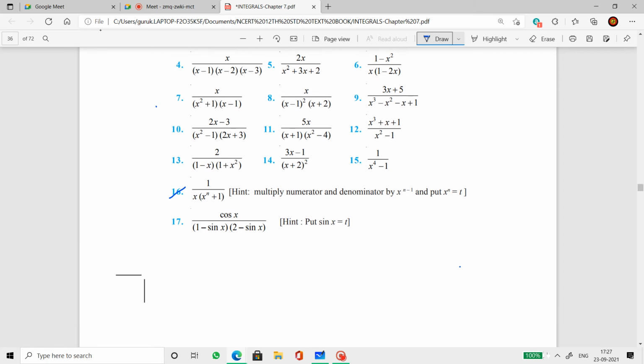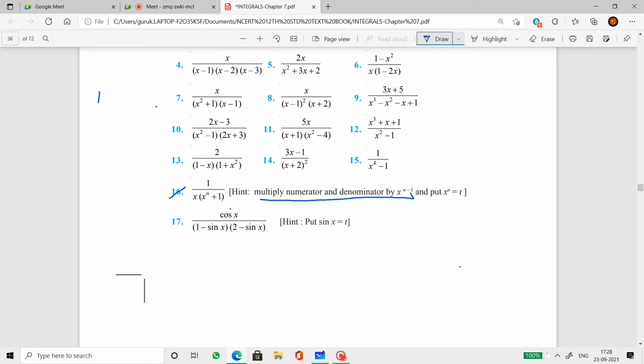Question number 16: 1 by x into x power n plus 1. There's a hint given in the book. Just follow the hint and try to apply the same hint for all questions of this kind. Whenever you find a sum of this nature, multiply and divide with x power n minus 1. Multiply the numerator and denominator by x power n minus 1.